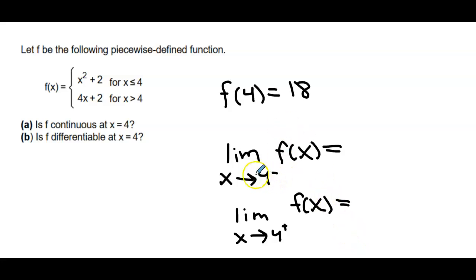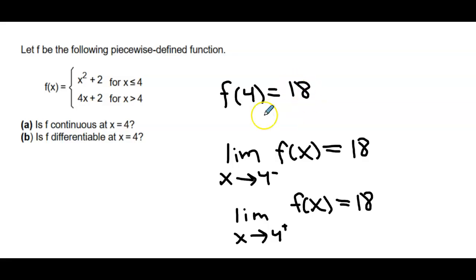If x is approaching 4 from the left side of 4, we're talking about values that are smaller than 4, so we would use the top rule. The closer I am to 4 from the left, the closer I am to the output I get in this expression when I plug in 4. We already saw that gives us 18. If I approach 4 from the right side, we're talking about values that are larger than 4, in which case I'd be using the bottom rule. And the closer I get to 4 from the right-hand side, the closer I'm going to be to 4 times 4 plus 2, which is again 18.